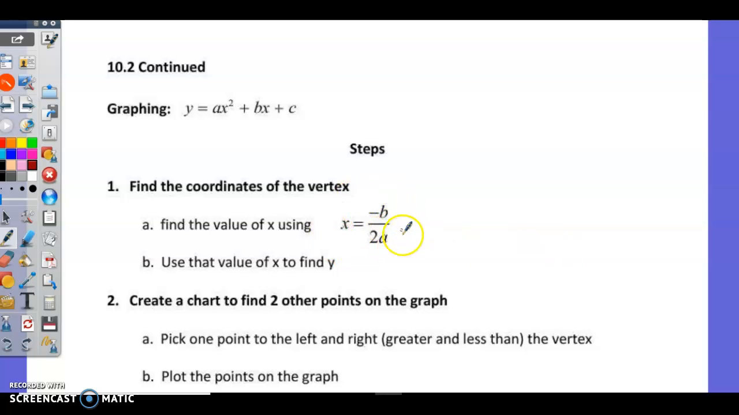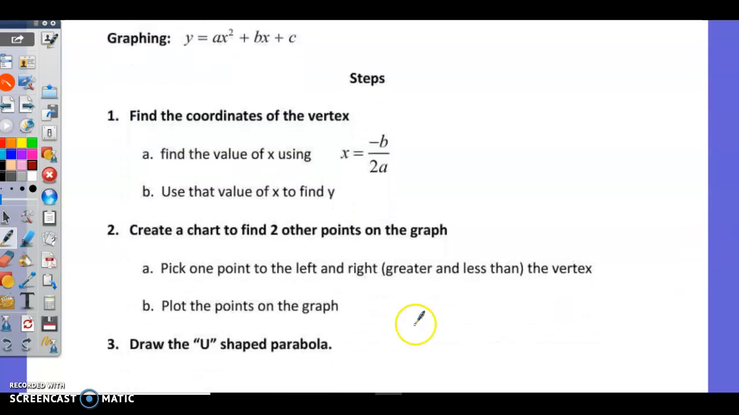We're going to use negative b over 2a to find the x value. Once we find that, we will plug that into our x's here, plug that into a calculator, and get our y. That will give us our vertex. We will plot that onto a graph. Then we will do a t-chart.